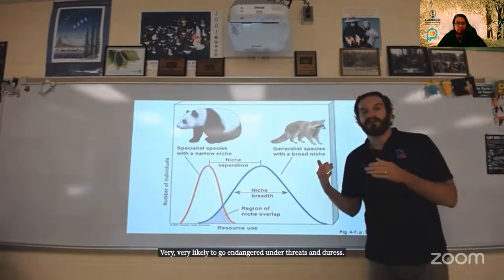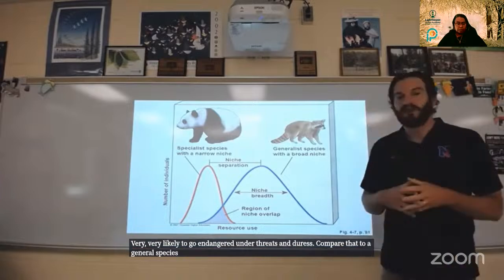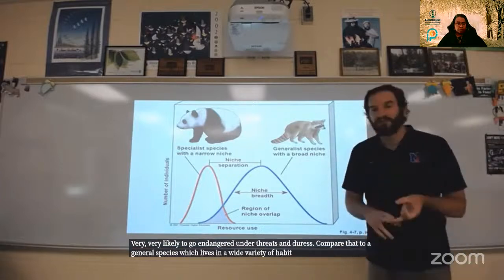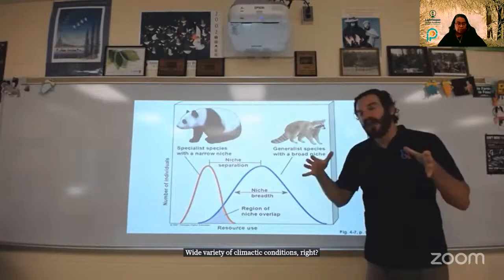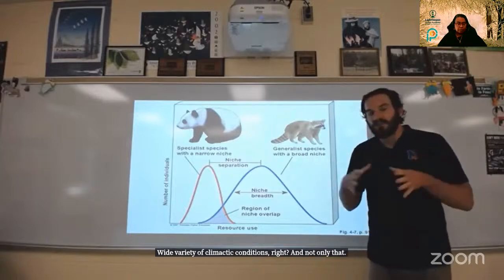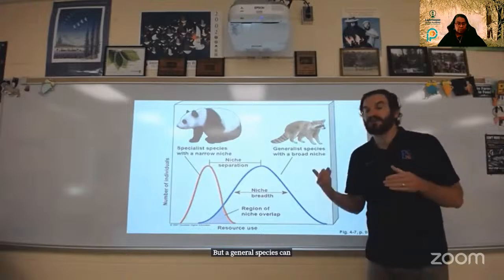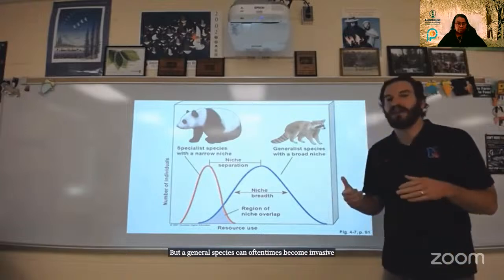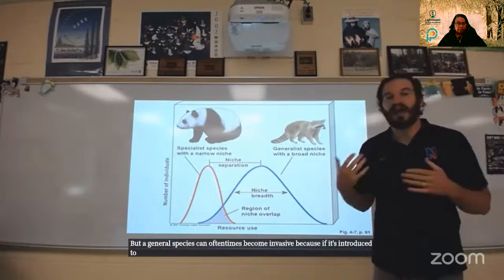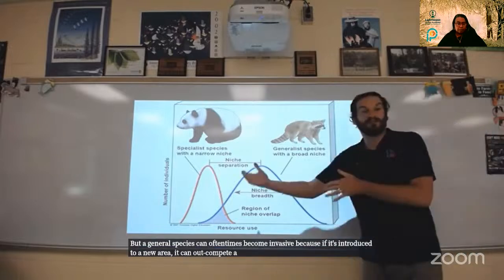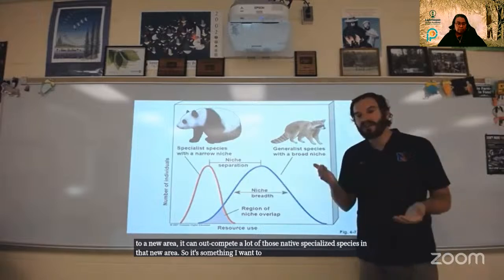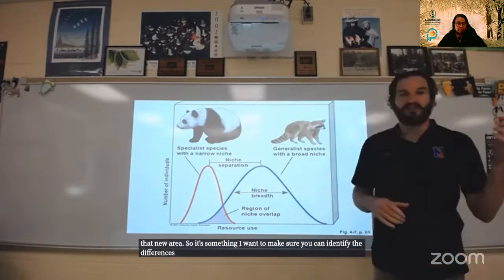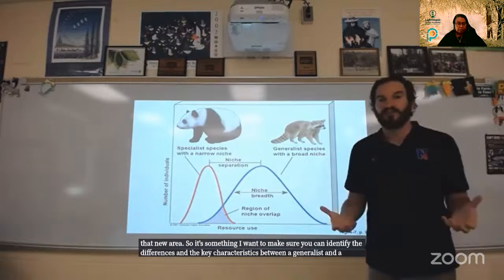Compare that to a general species, which lives in a wide variety of habitats, with a wide variety of food, and a wide variety of climatic conditions. Not only that, but a general species can also oftentimes become invasive, because if it's introduced to a new area, it can outcompete a lot of those native specialized species. So I want to make sure you can identify the differences and the key characteristics between a generalist and a specialist. If you can, fantastic.